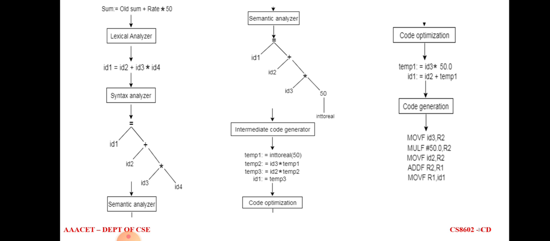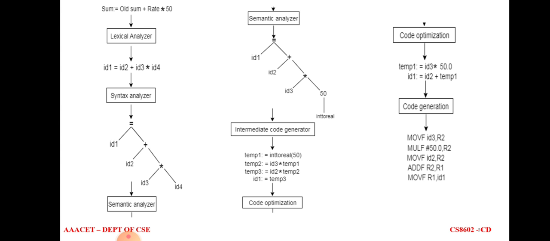The syntax analyzer generates the parse tree or syntax tree. The root value is the equal symbol, whose leftmost child is id1, and the plus symbol is its other child. For plus, the left child is id2, and the right child is id3 star id4. For id3 and id4, the root operator is star, with left child id3 and right child id4. This is produced by the syntax analysis phase.